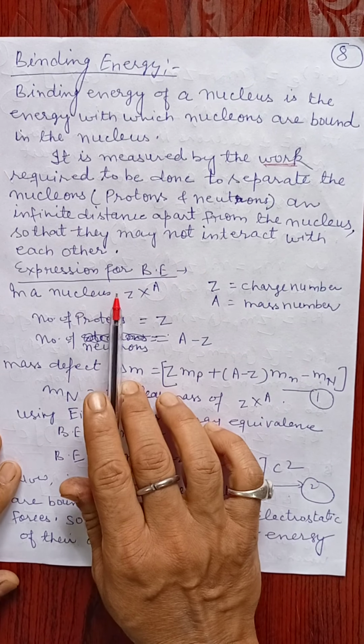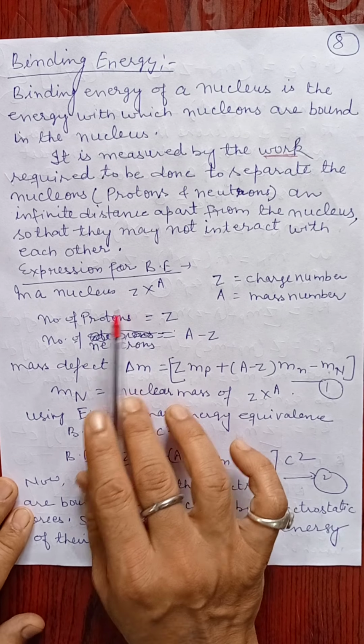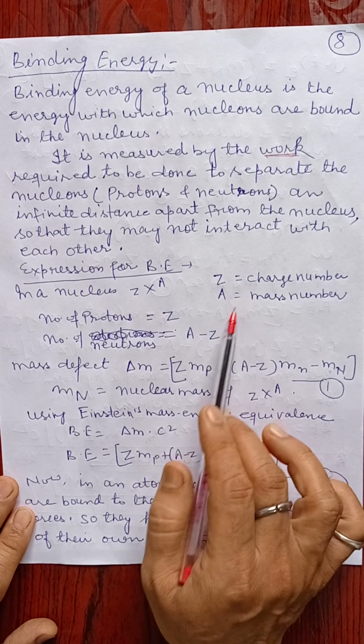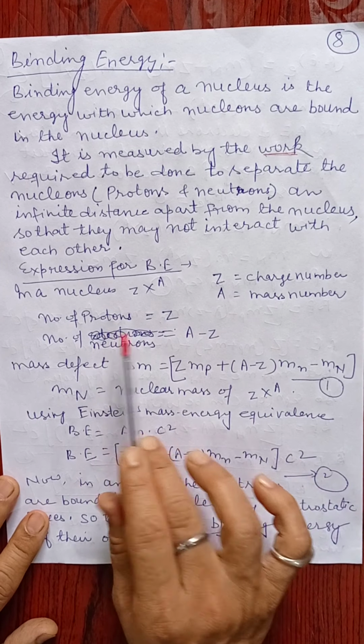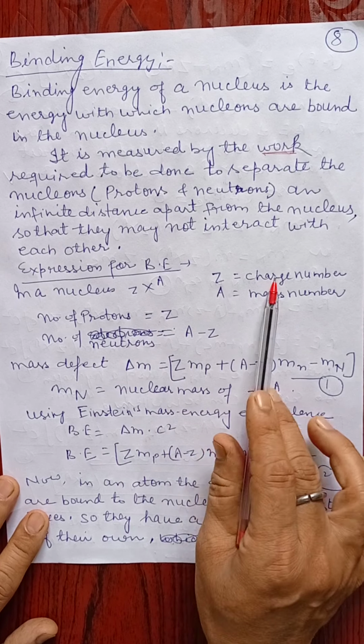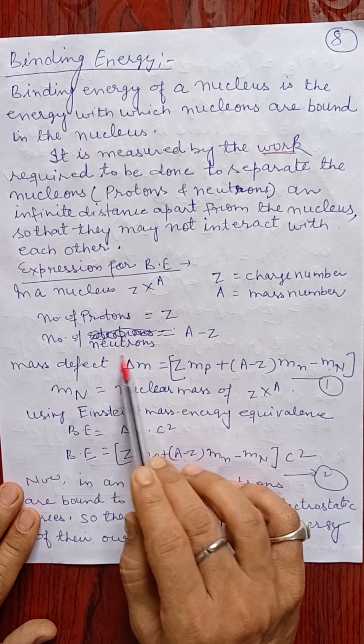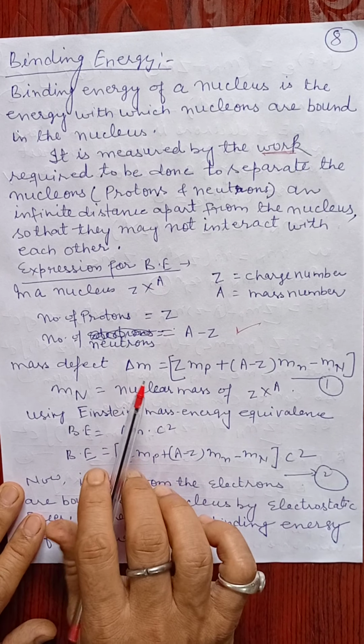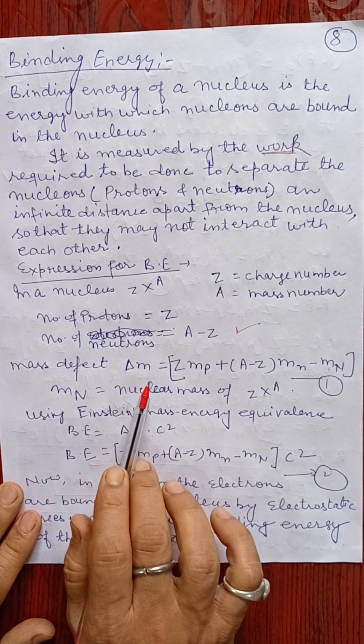Now we will derive the expression for binding energy. In any nucleus ZXA, where Z is the charge number and A is the mass number, the number of protons is equal to the charge number Z, and the number of neutrons is equal to A minus Z. The mass defect, as we discussed earlier, is delta M equal to Z Mp, where Z is the number of protons, multiplied by the mass of a proton, plus (A minus Z), the number of neutrons, multiplied by the mass of one neutron, minus Mn, where Mn is the nuclear mass of the atom.